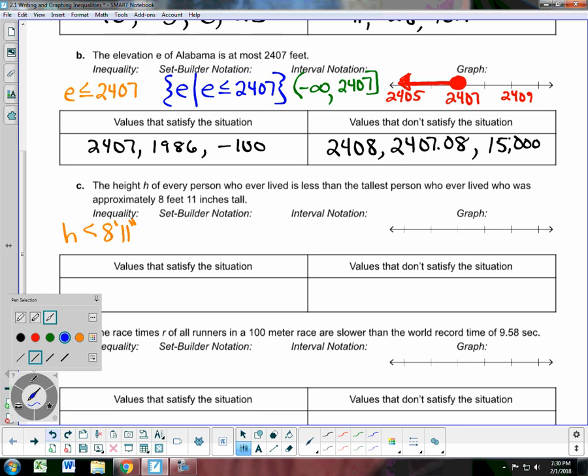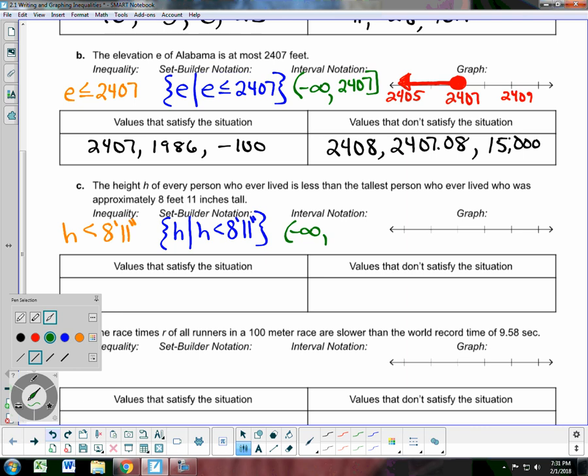In set builder notation, just like we have been doing, curly bracket, h is our variable such that h is less than 8 foot 11 inches. With interval notation, this is a less than situation, meaning it's going lower and lower and lower. That would be more like our B situation. When it's less than, you're going to the left towards negative infinity, and whenever you have any type of infinity, you use a parenthesis next to it.